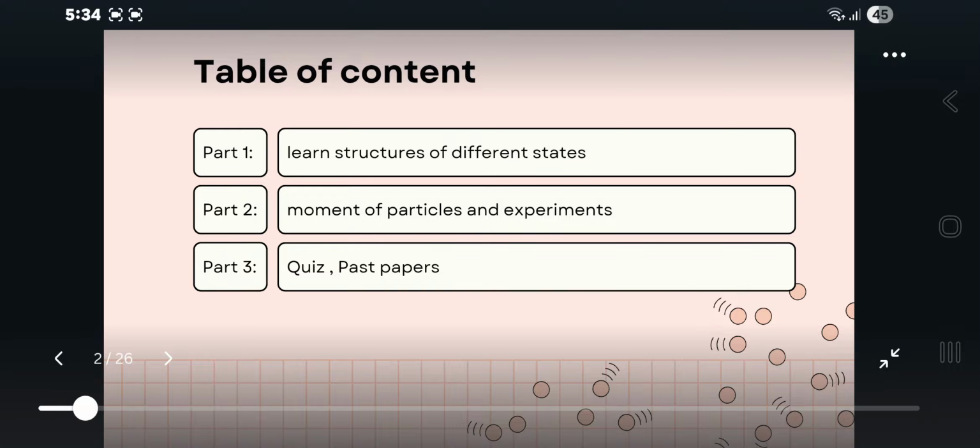Table of contents. In part 1 we are going to learn about the structures of different states. In part 2 we are going to learn about movement of particles and experiments. As you already know, we have done part 1, but we will do some revision of it. In part 2 we will start a new topic that is really easy. In part 3, past papers and quiz. Okay, as usual, let's move on.